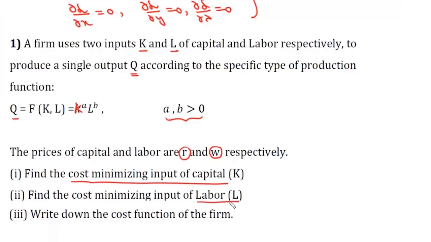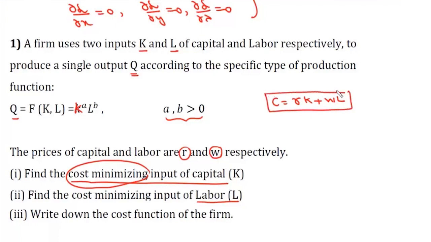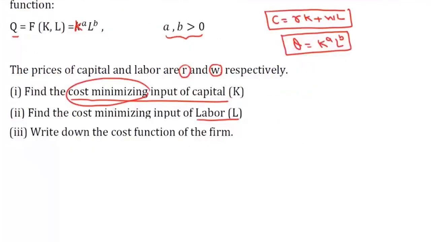First we need to define our objective function. Our objective is to minimize cost, and cost is given by the cost of capital, which is R into K, plus the cost of labor W into the quantity of labor, which is L. So this is our objective function, subject to the constraint that Q equals K to the power a and L to the power b. Now it becomes a candidate for Lagrange's method. So in this case, we'll first define the Lagrangian function.